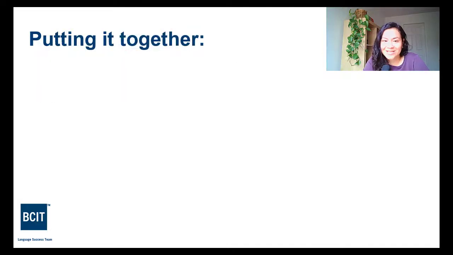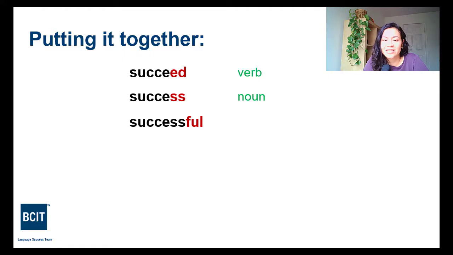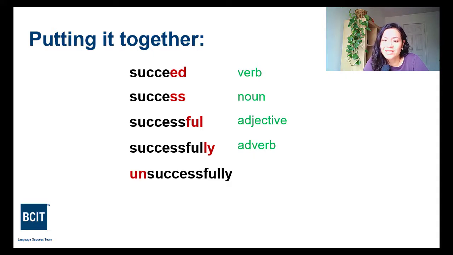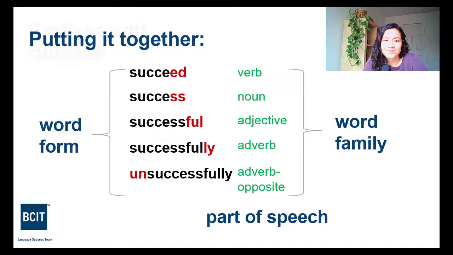Let's put this together. Succeed. This is a verb. If I change its word form, success, it becomes a noun. If I add a suffix to it, successful, it becomes an adjective. If I add another suffix, successfully, it becomes an adverb. If I add a prefix to it, unsuccessfully, it is an adverb with the opposite meaning. And altogether, these words make up a word family.